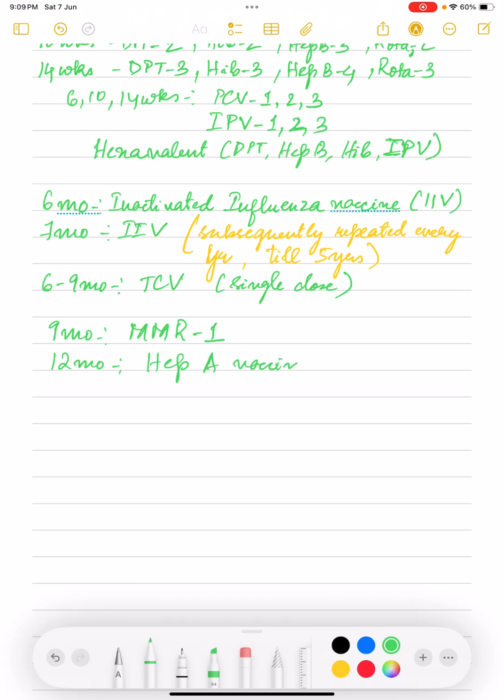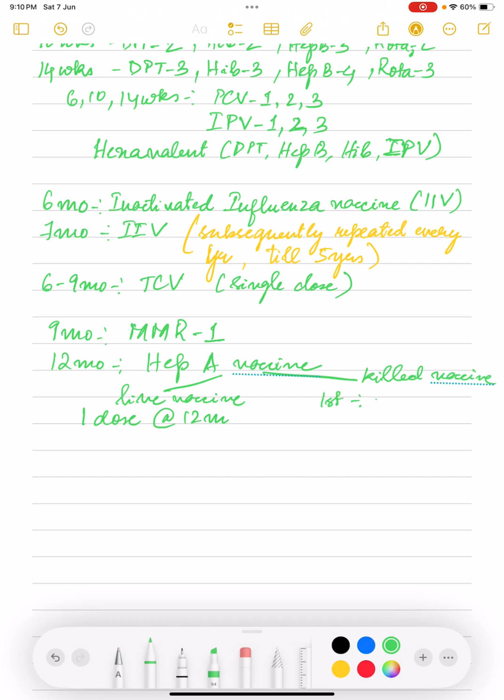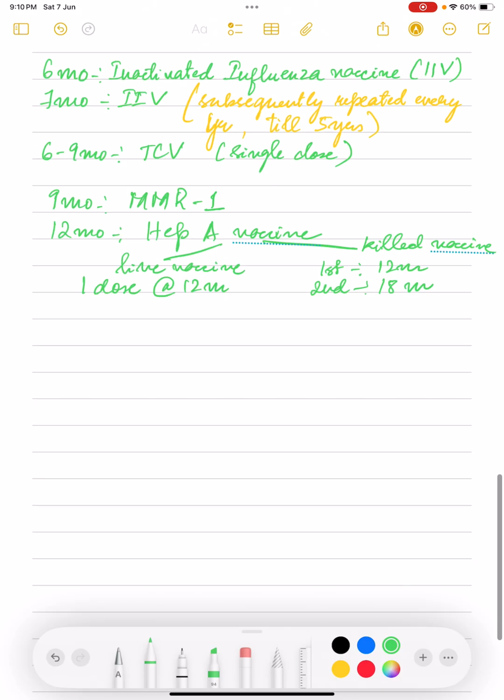Now, the hepatitis A vaccine can be a single dose if it is a live vaccine. If it is a live vaccine, then only one dose at 12 months. However, if it is a killed vaccine, then the first dose at 12 months, second dose at 18 months, that is 6 months later.